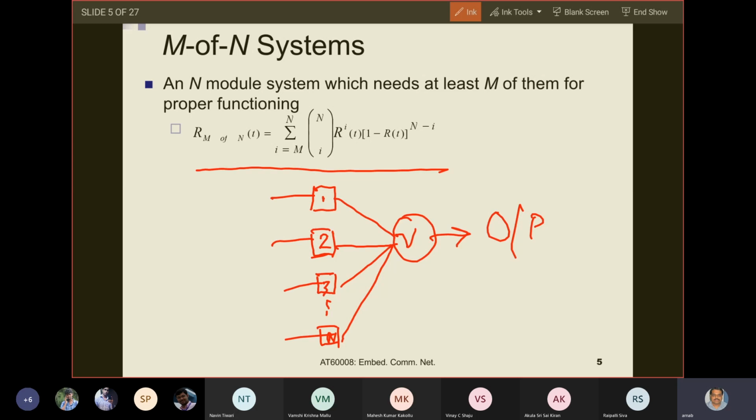Is that okay? Okay. Sir, so i is going from m to n, right? So i is going from m to n. So that's the lower bound. At least m are working correctly, and then we are adding up m plus 1 and so on. Right. So then let us dissect this equation a bit more.